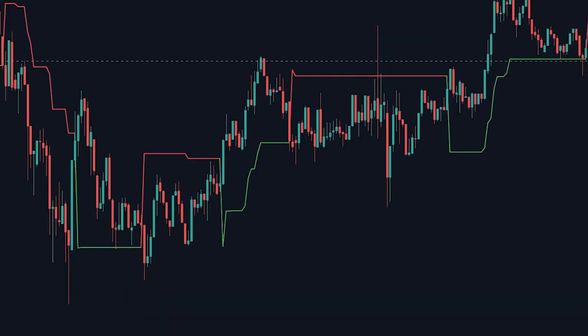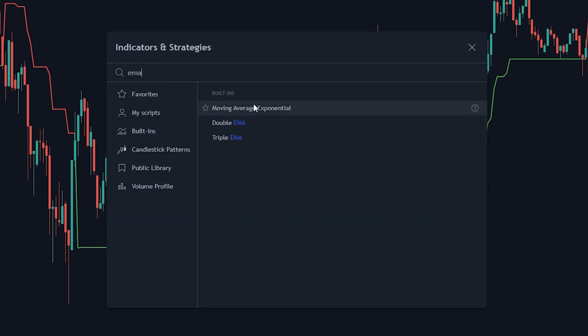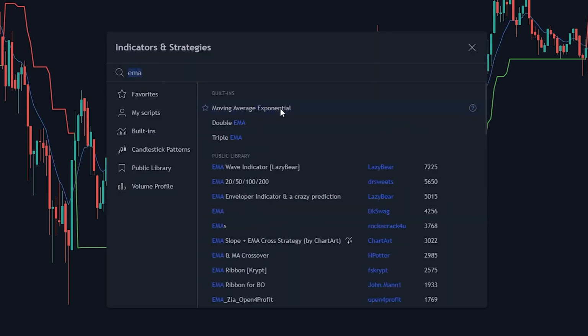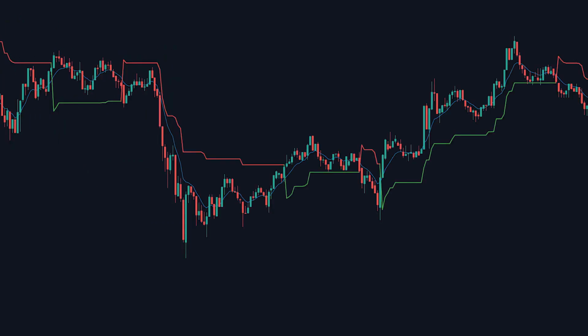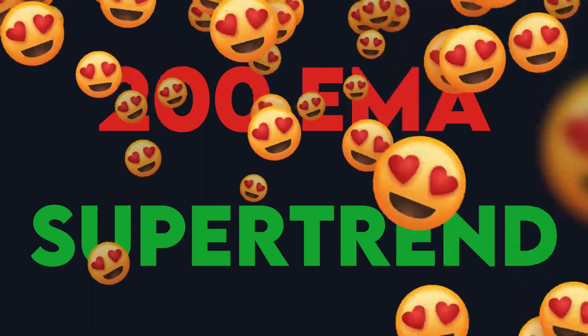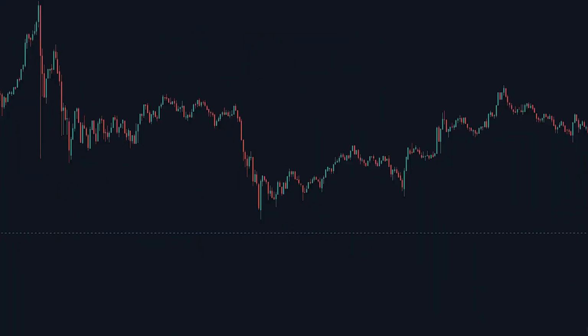Another strategy we can use is pairing the super trend indicator with the 200-day moving average. Why this strategy is so powerful is because the super trend indicator is very good at finding short-term trends, and the 200-day is good at finding long-term trends. That's why pairing both of these indicators is like magic. Let's add these indicators to our chart.